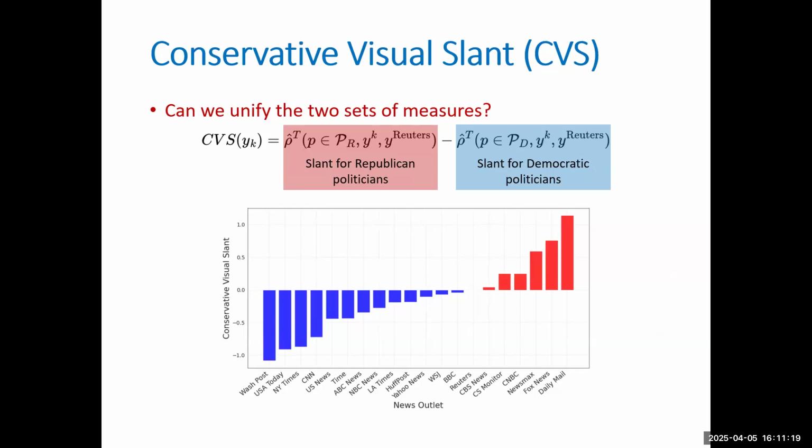What we see is that Daily Mail is the most polarizing, the most conservative, with the highest conservative slant, followed by Fox News and Newsmax. On the other side, Washington Post, USA Today, and New York Times. So this is the range that we find, and there are some outlets like Wall Street Journal, Reuters, which is by design, obviously, and CBS News, again with a very low amount. So this is what we find for this unified measure.